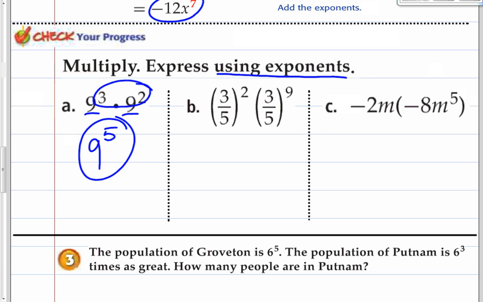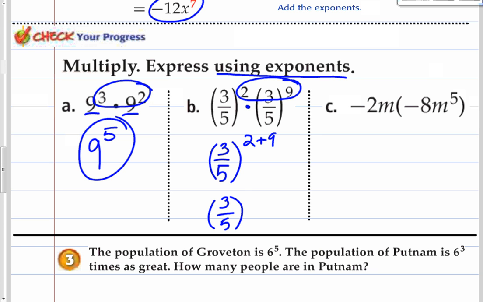Let's take a look at B. The base on each one of these, and notice they're missing that little dot there, that still means multiply together. We have 3/5 to the 2nd power times 3/5 to the 9th power. The base is the 3/5. So I'm going to write down 3/5, since that's the common base. And I'm going to add the 2 and the 9 together. And our final answer is going to be 3/5 to the 11th power.